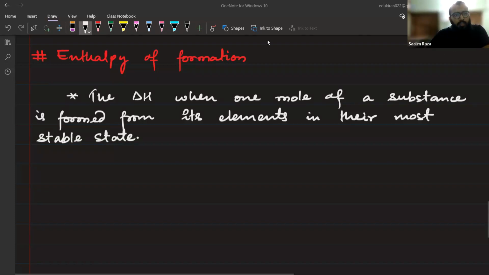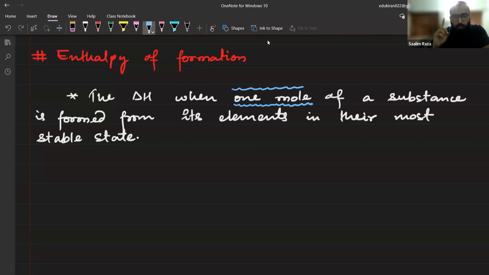Okay. See here guys, the delta H1, this is very important. So whenever they are specifying amount or anything, if we have to take a note, we have to form what? 1 mole of a substance is formed from its elements in their most stable state. Okay. So let us suppose we are going to talk about a very simple molecule, CO2, that we have already seen. We have to make CO2. Okay, and how many moles of CO2, guys? Tell me, how many moles of CO2? 1. Okay. We have to make 1 mole of CO2.